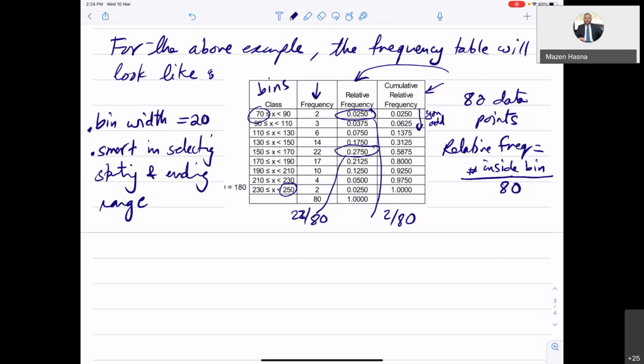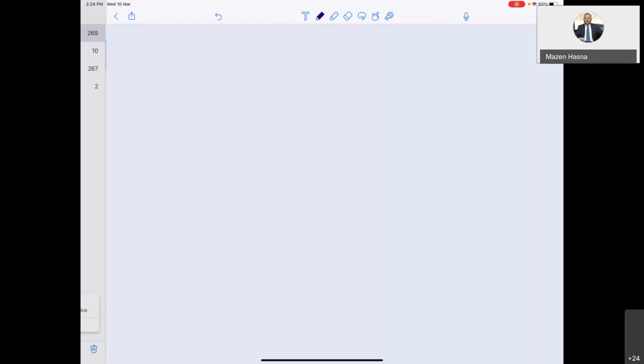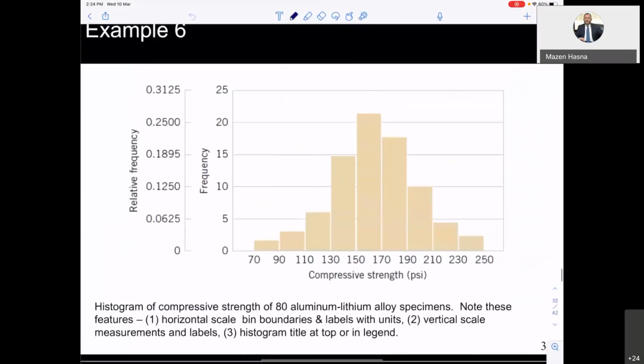So to generate a histogram, we just plot the data from the frequency table. How would it look like? It would look like something like this.